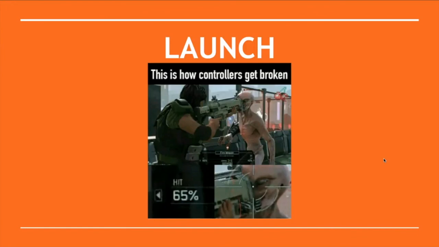So I'm going to leave you with this little meme. It's kind of funny, and if you play video games, you understand percentages of hit. It's very important to understand how well you can hit someone. But this is how controllers get broken, when you've got the gun aimed right at the alien's face and it's still only a 65% chance to hit. Oh well. Anyway, that's it for the day.